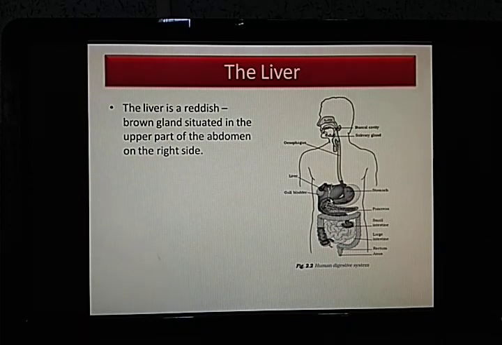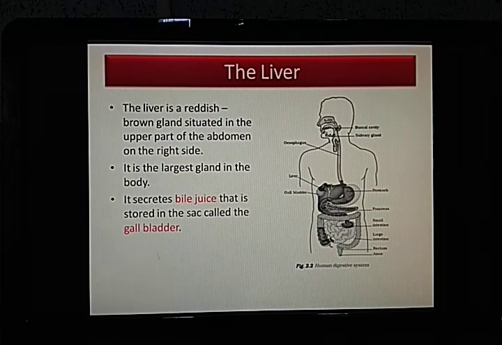Clear? Now, it is the largest gland in the body. This is the largest gland. Now, it secretes bile juice. As I said, it is a gland, so it will definitely secrete some digestive juices, and the name of the juice is bile juice. And it is stored in the gallbladder. It is like a sac, and the name of this is called the gallbladder. From here, the liver secretes bile juice.